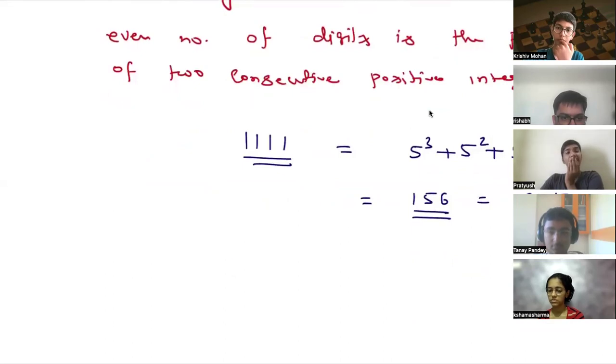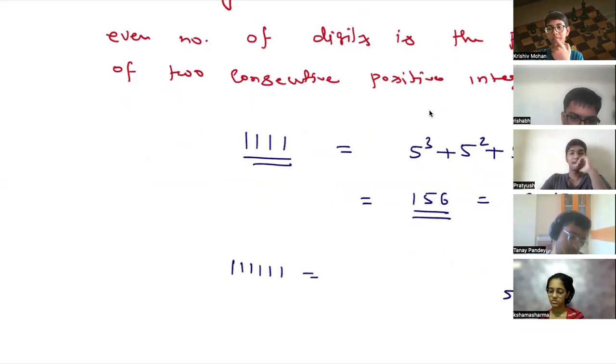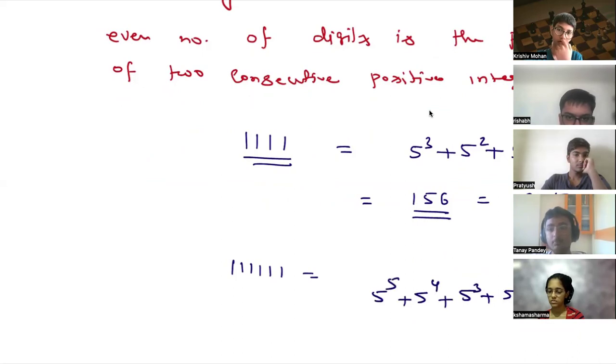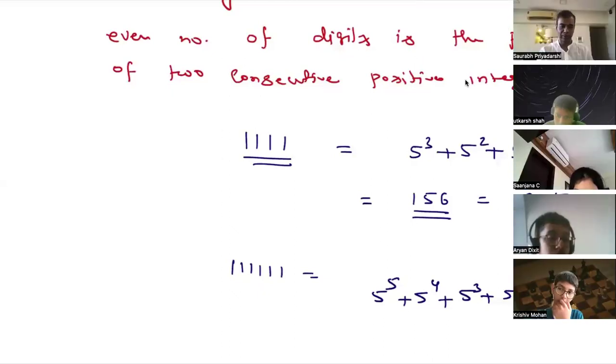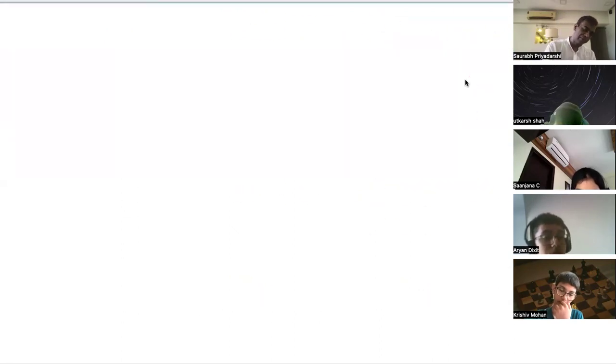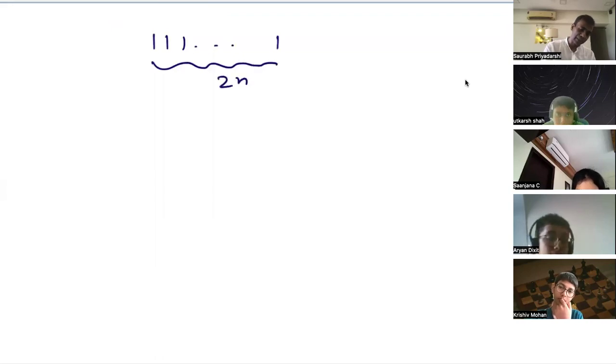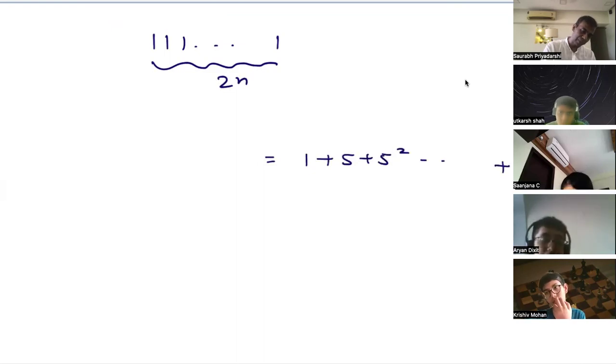Can I go for 6 digits? 1 plus 5 square plus 5 cube plus 5 to the power 4 plus 5 to the power 5. That's not possible, to count the numbers every time, right? But if I'm going for the number 1 1 1 1, 2n times, this number is nothing but 1 plus 5 square up to 5 to the power 2n minus 1.